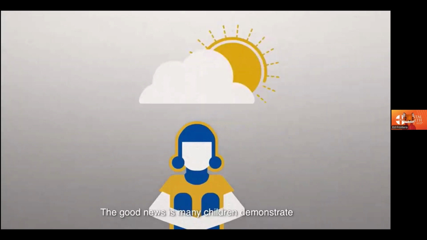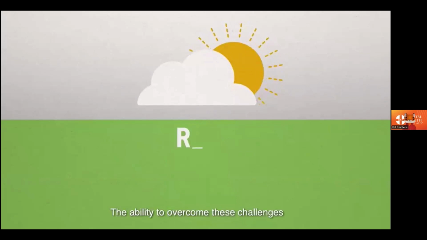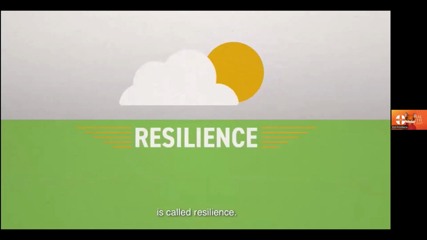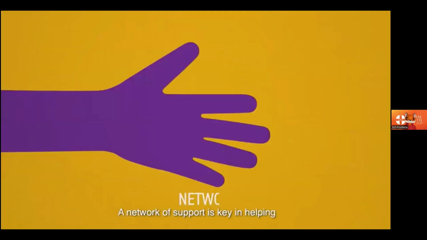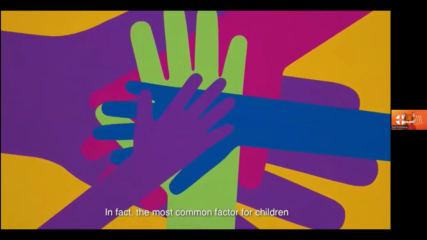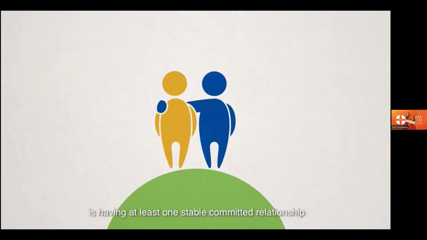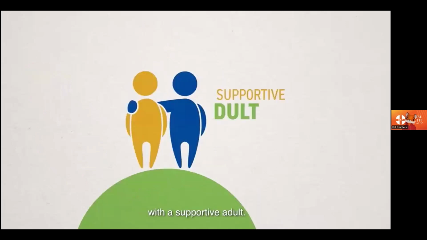The good news is, many children demonstrate a remarkable ability to overcome the challenges caused by ACEs. The ability to overcome these challenges is called resilience. A network of support is key in helping children develop resilience. In fact, the most common factor for children who are able to develop resilience is having at least one stable, committed relationship with a supportive adult.